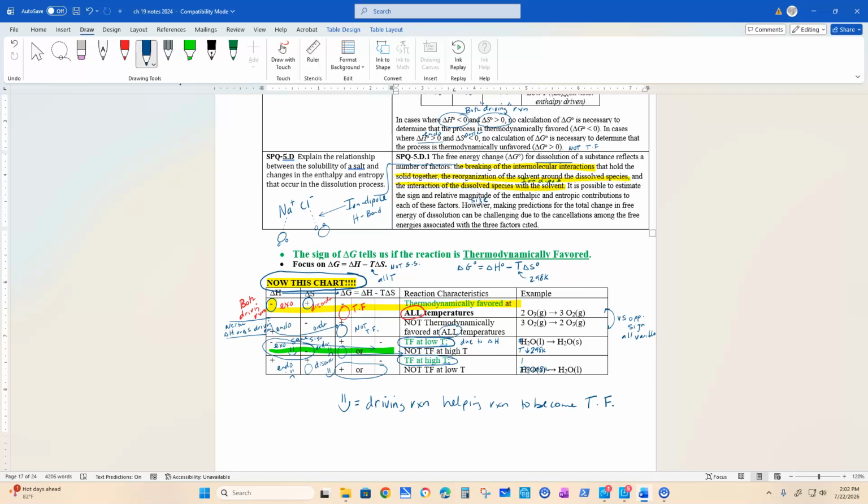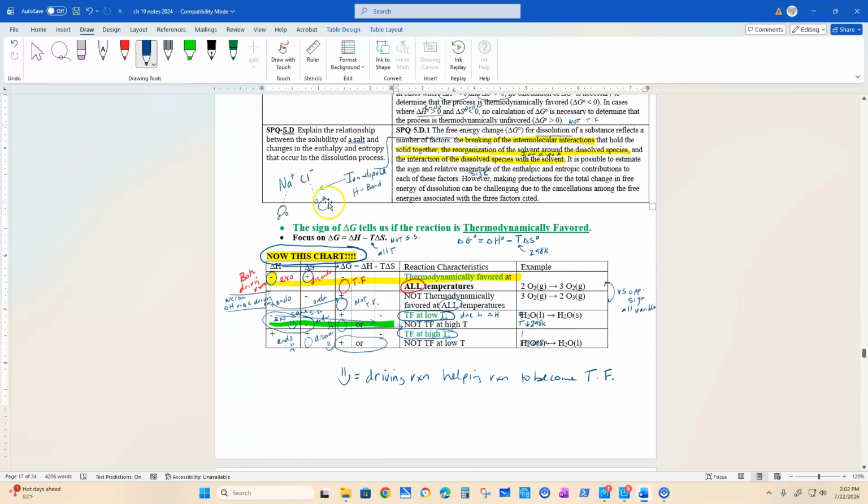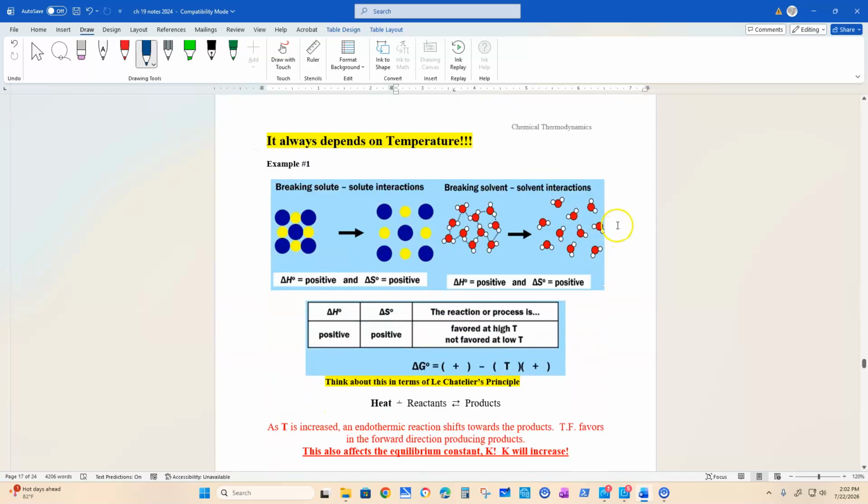So what is driving the reaction to become thermodynamically favored? Right here, this learning target number 2, the dissociation of salt. Okay, I know you've seen this picture before. It depends on temperature.